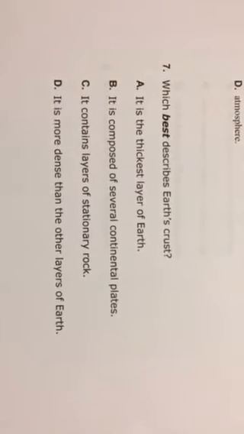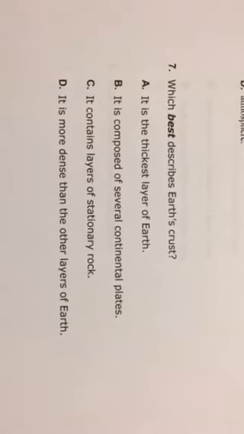Number 6. The interior of Earth is made up of several physically different layers. The solid layer of Earth that moves over a thick liquid layer is called the A. core, B. crust, C. asthenosphere, D. atmosphere.